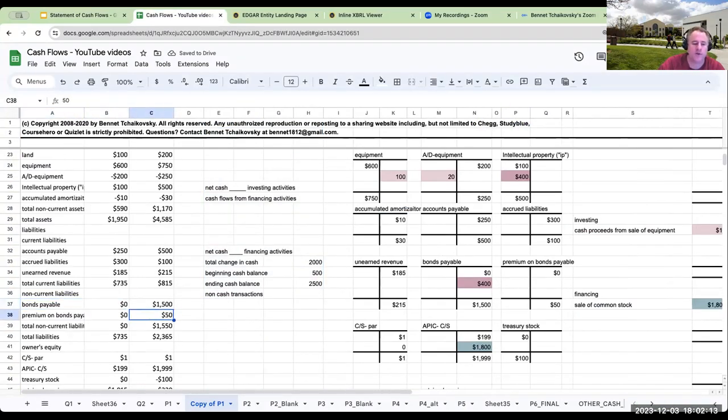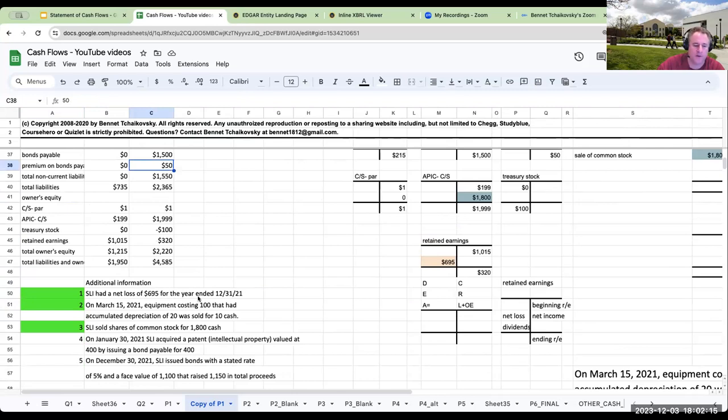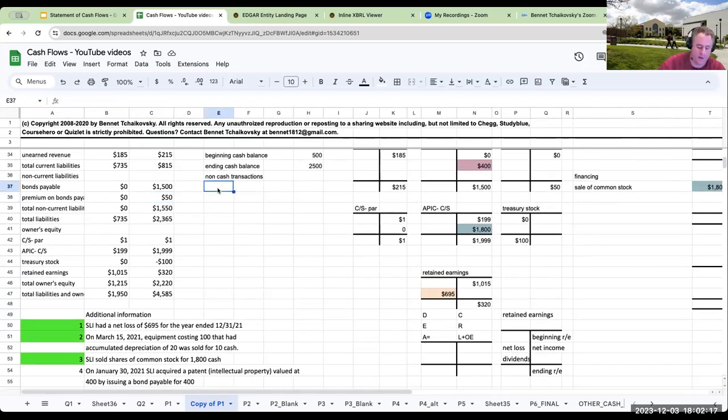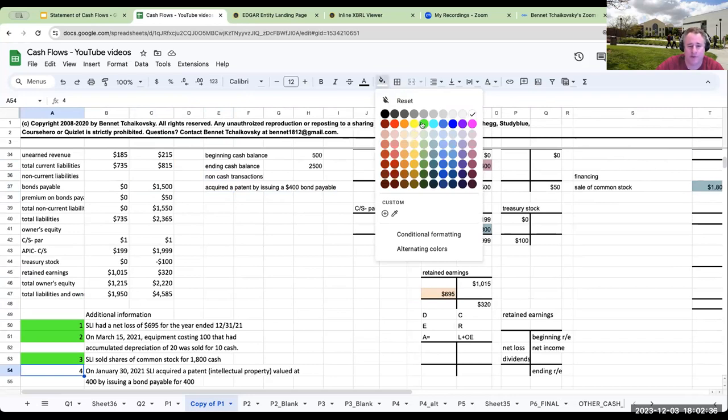So what I'm going to do below here is say "Acquired a $400 patent by issuing a $400 bond payable." So that's what I'm going to go through and say. As long as you're saying something that matches down here, you generally should be okay.